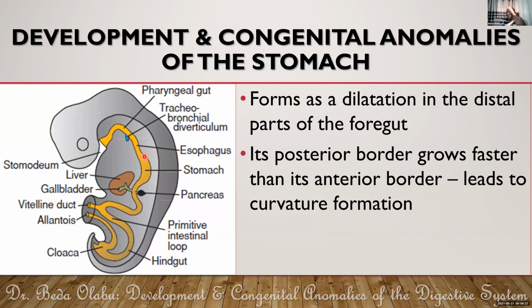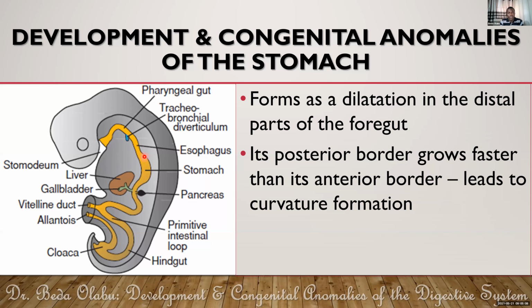The region that is growing faster, the posterior border, it will be convex, and that becomes the greater curvature of the stomach. The region that is growing slowly, that's the anterior border, it will be concave, and that becomes the lesser curvature of the stomach. So this difference in growth rate between the anterior and the posterior border of the stomach leads to formation of the lesser and the greater curvature. The anterior border becomes the lesser curvature, and the posterior border becomes the greater curvature.